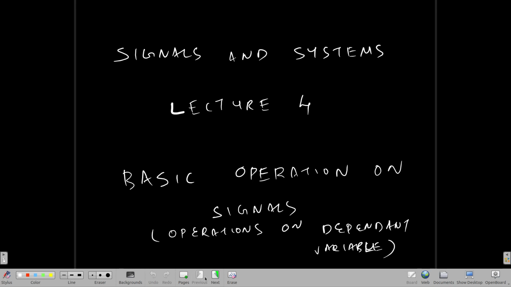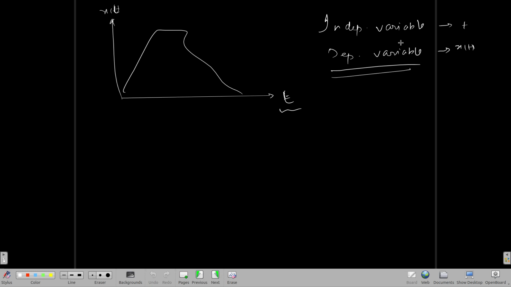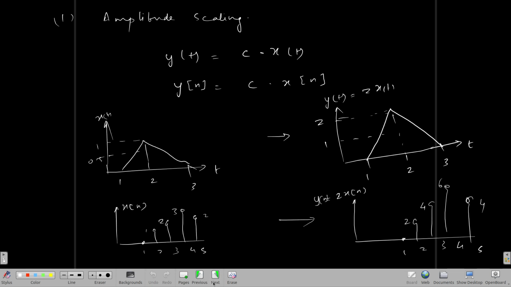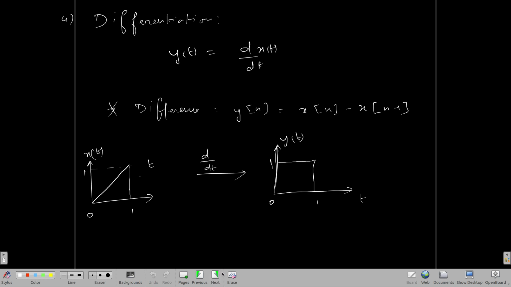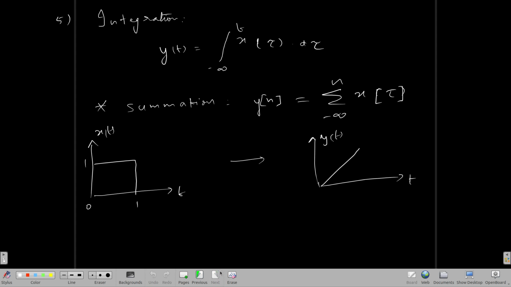So let's go through those operations one by one. First of all, we mentioned that the operations can be done on two variables, that is the independent variable which is t and the dependent variable which is the amplitude. So 5 operations: amplitude scaling, addition, multiplication, differentiation and integration. So I am stopping this lecture here. In the next lecture we will talk about operations on the independent variable which is t. Thank you.